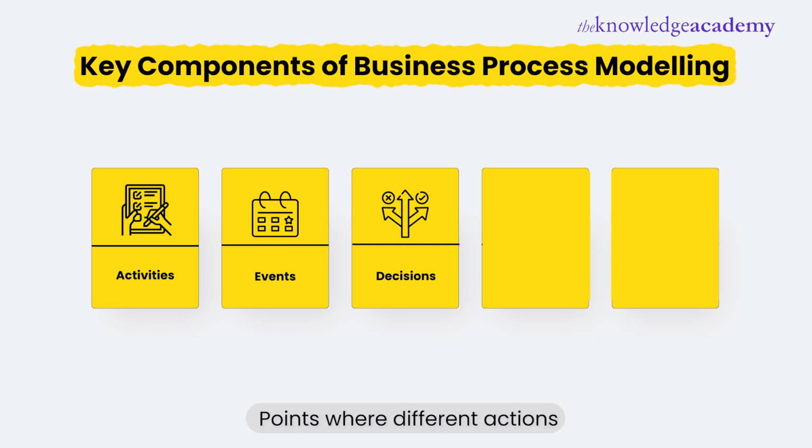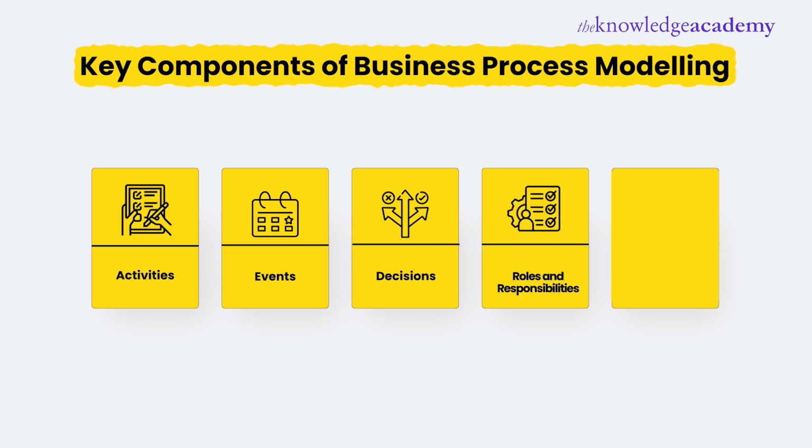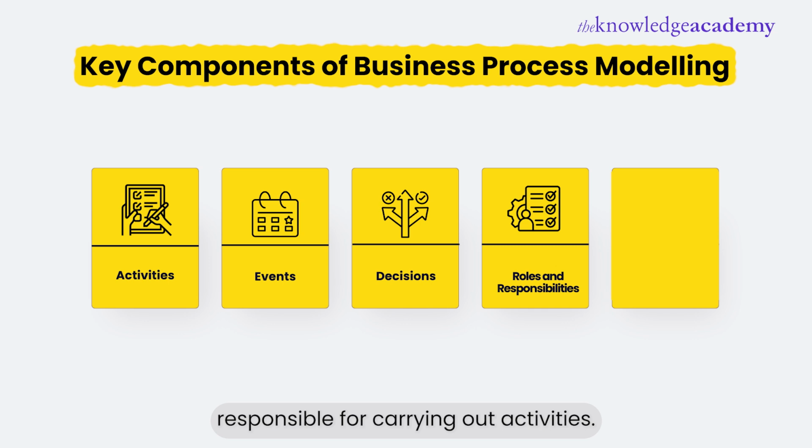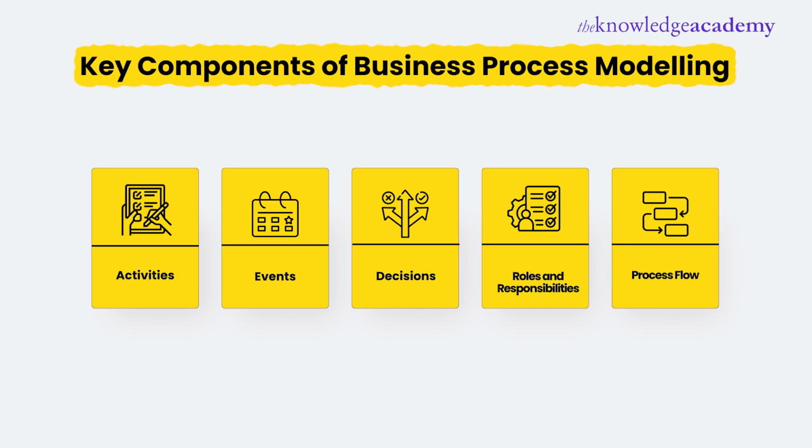Decisions, points where different actions occur depending on specific conditions. Roles and responsibilities, individuals or departments responsible for carrying out activities. Process flow, the sequence that connects activities from beginning to end. Together, these components provide a complete picture of how a process operates.